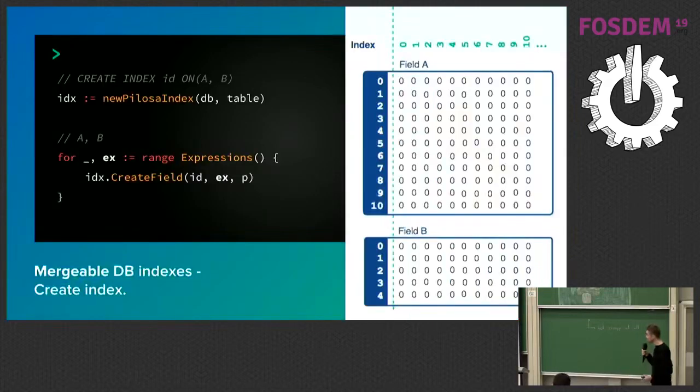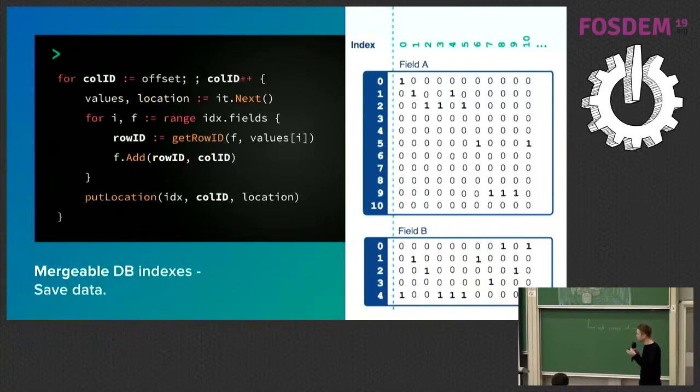So how did it work, this merging stuff? Let's start from scratch. You have to create the index. First you have this huge Boolean matrix, and let's assume that we want to create the index on columns A and B. So you create the index, then you iterate through all the expressions, A and B, and for each of them you create a field. Let's assume for simplicity that it's just one partition, and it's still the same index ID. So you create two fields, and you have this huge matrix full of zeros.